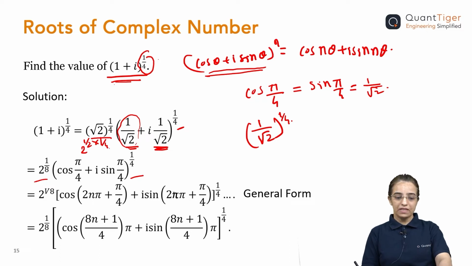Now this complex number we can write using the general form. This is the general form of a complex number. Using that, I have written 2 raised to 1/8 outside as it is, and inside I have written cos (2n pi plus pi by 4) plus i sin (2n pi plus pi by 4), the whole raised to the power 1/4 as it is. This is the general form of a complex number, remember it well.